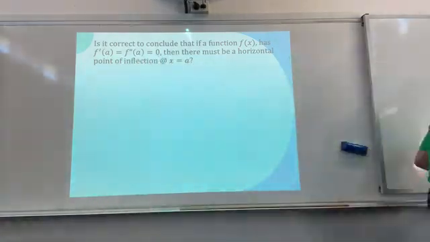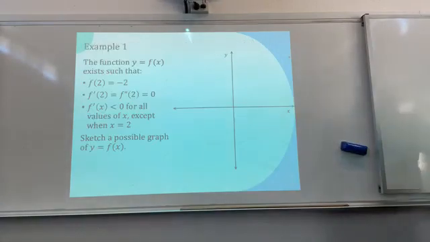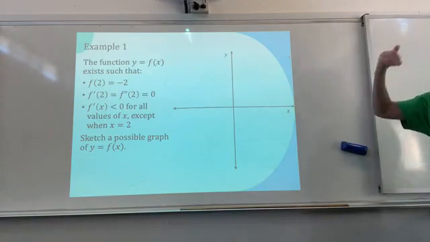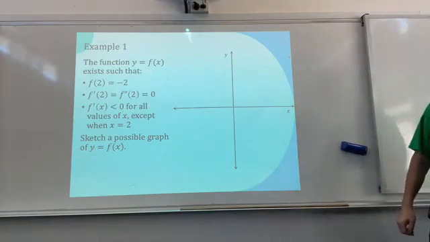Next, let's have a look at improved statements and methods. You're going to prove that. The function y equals f(x) exists such that f(2) is minus 2.